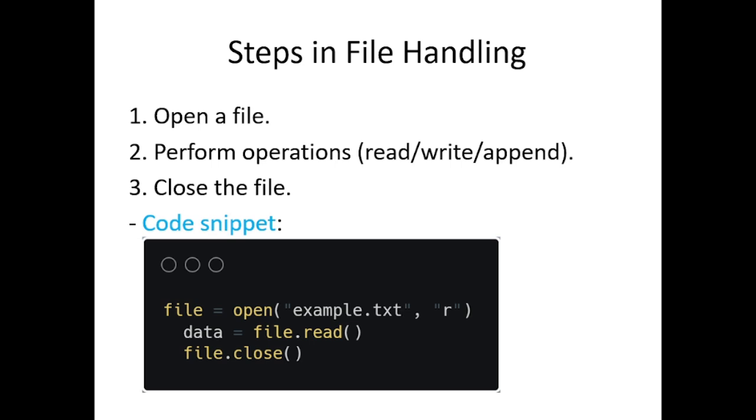So in this code we have used three steps. The first step is to open the file by using the open function. Then we process the file, performing an operation: we have read the file by using the read function. And in the third step we have closed the file.